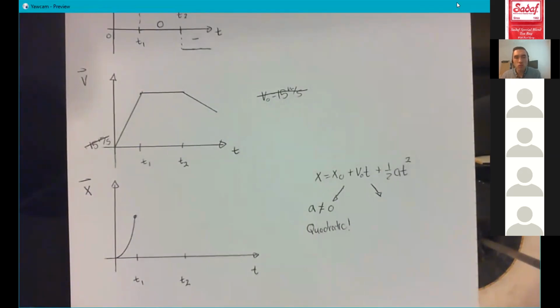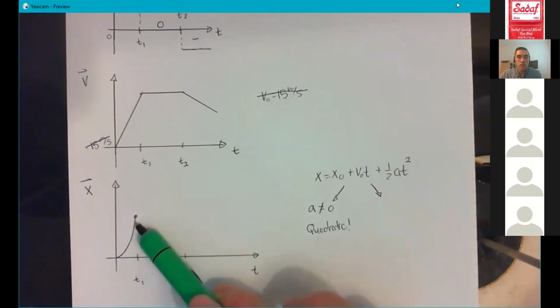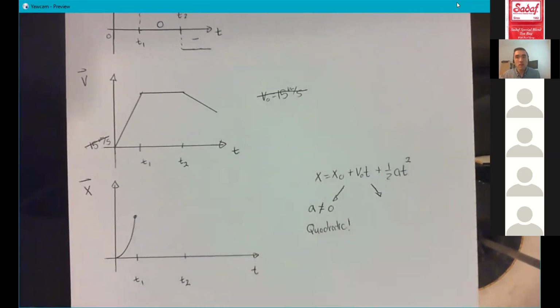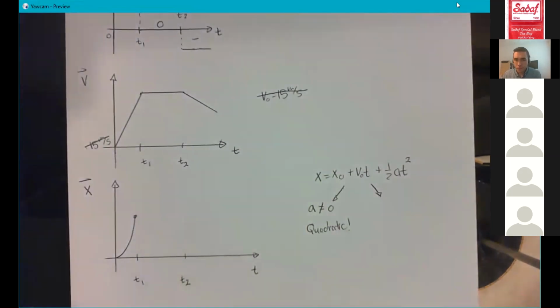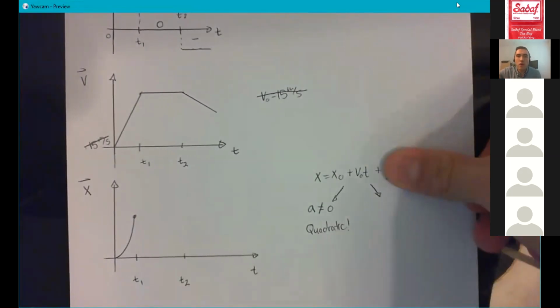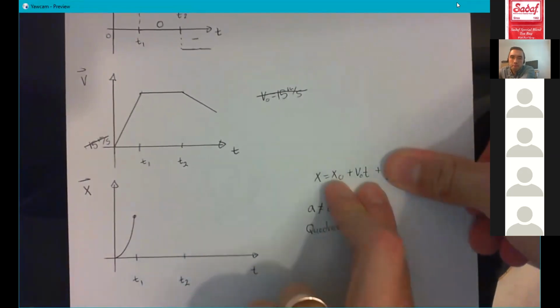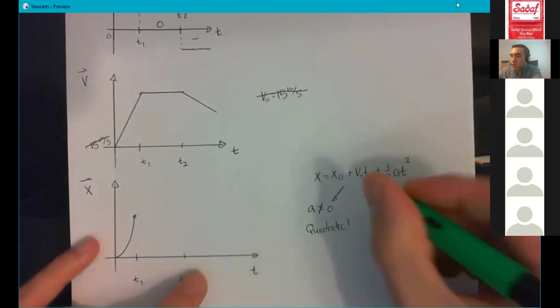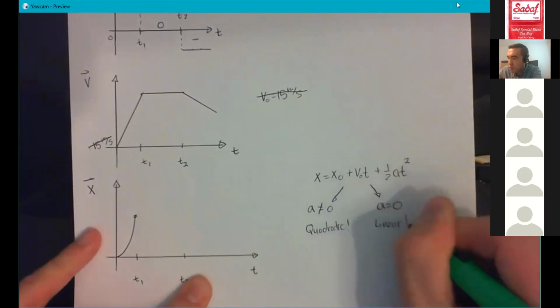In this second part, what do you think the equation looks like? So this is saying at the start, because we're accelerating, we're covering a huge distance very quickly. But then how much acceleration do we have in the middle region? None. So if the acceleration is 0 here in this middle part, then this 1/2 at squared part gets zeroed out. So if a is equal to 0, what shape is that? The line. This is linear. So if a is equal to 0, then this becomes a linear graph of motion.